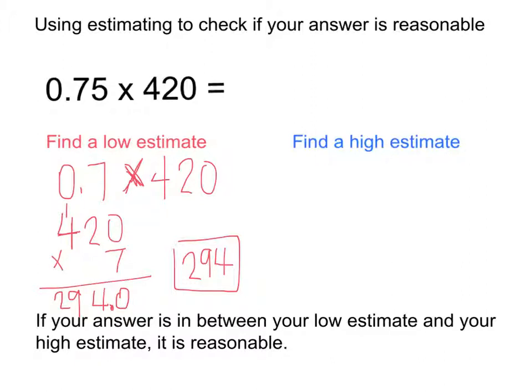Is 294 going to be lower or higher than my actual answer? Why is it going to be lower than my actual answer? Hemant? Because you rounded 75 hundredths to 7/10, but you rounded the lowest. So I made my factor lower, so my answer will be lower. Okay, what if I want to find a high estimate? How can I make sure my estimate will be higher than the actual answer? Vienna?